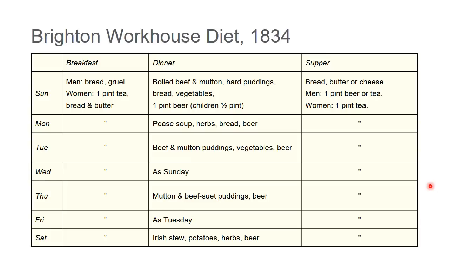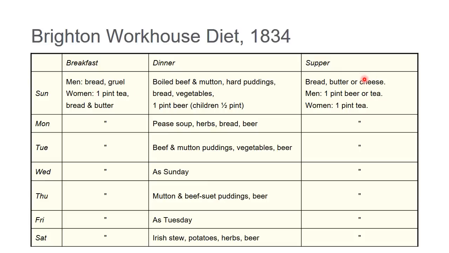Parish workhouses varied quite a lot in their conditions, and the workhouse diet is often a very good guide to exactly how comfortable they were. Amongst the most comfortable was Brighton. This is the workhouse diet there from 1834. Breakfast every day, the men had bread and gruel, women a pint of tea and bread and butter.